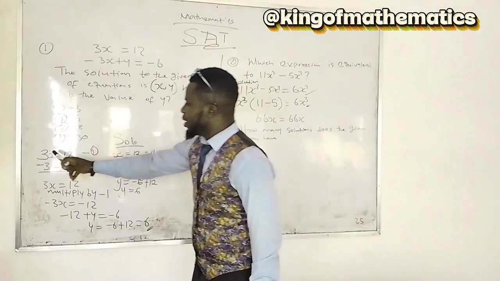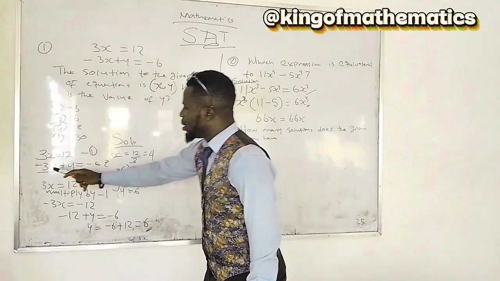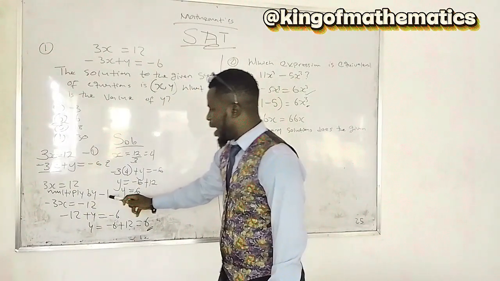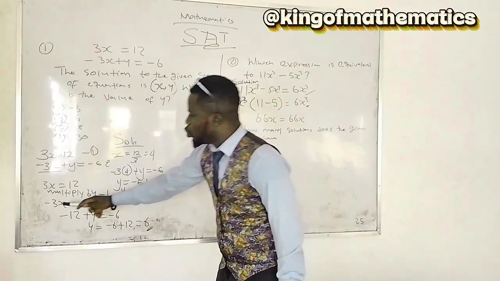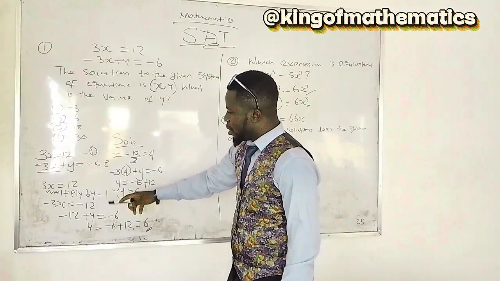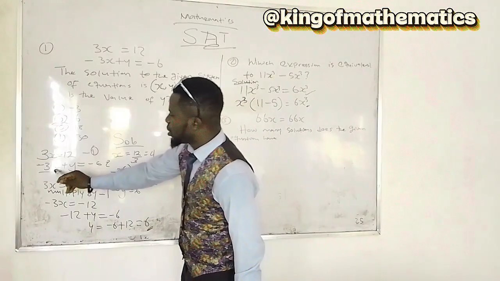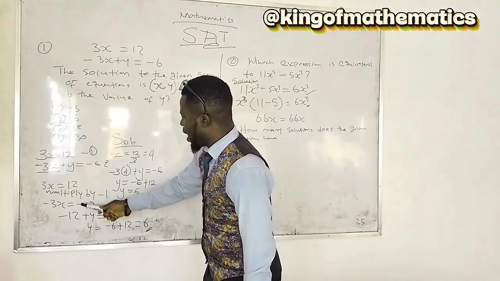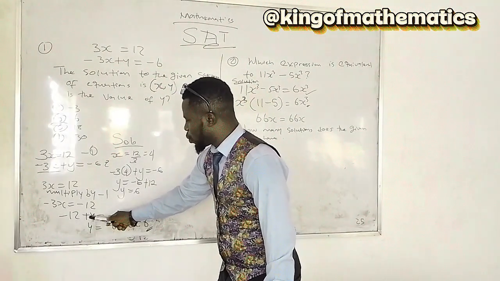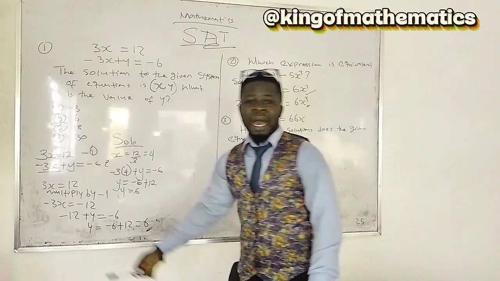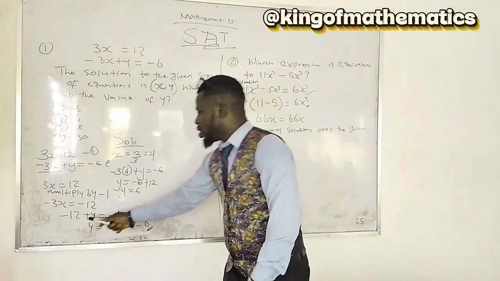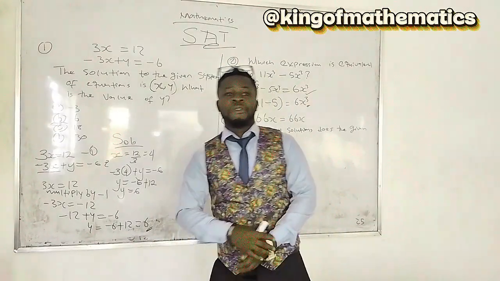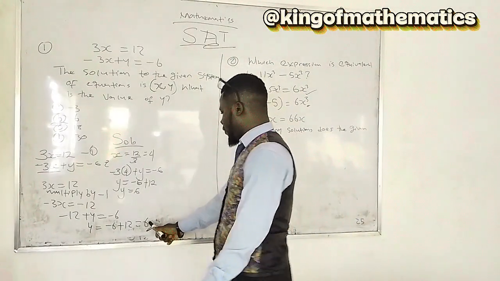Or better still, since 3x equals 12 in equation 1, and we still have minus 3x in equation 2, multiply both sides of equation 1 by minus 1, and you have minus 3x equal to minus 12. That gives you equation 3. Substitute it in equation 2, and instead of minus 3x, I will have minus 12. Minus 12 plus y equals minus 6. When a number leaves one side and goes to the other side, the sign will change, so it turns into minus 6 plus 12. Minus 6 plus 12 is just like 12 minus 6, which gives us 6.